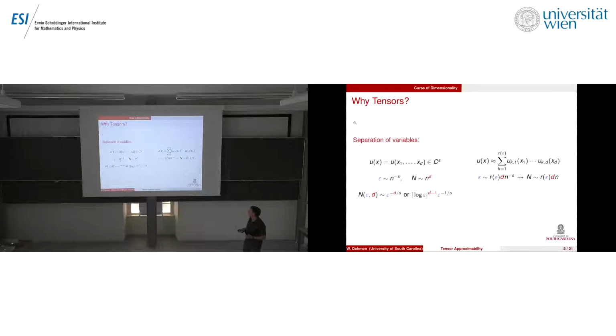So the complexity now, in order to get epsilon accuracy, scales like the number of terms in that expansion, the spatial dimension d, because you have d such factors, and then for each factor you gain, with n degrees of freedom, n to the minus s accuracy. So if you recompute that, you see now that the complexity scales in a completely different way than here.